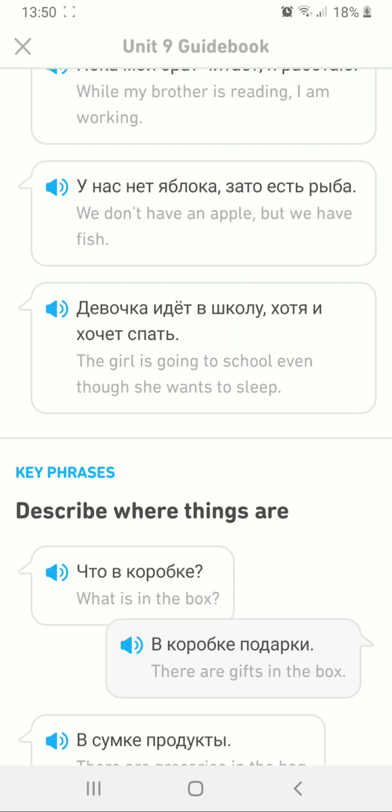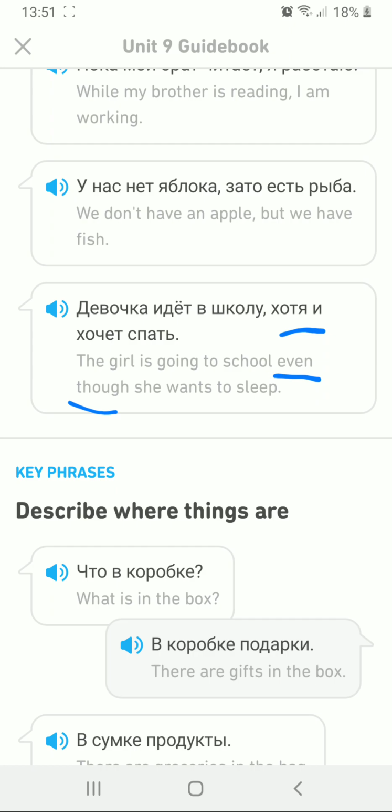And then we have something very interesting. Хотя и хочет спать. Девочка идет в школу, хотя и хочет спать. Yes, we have хотя и хочет спать. So even though this is what is meant by хочет, хотя и хочет спать. Well, this is also a new conjunction for me, and I will try to make use of it.